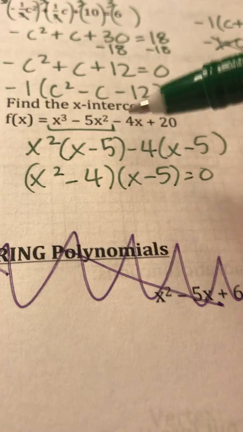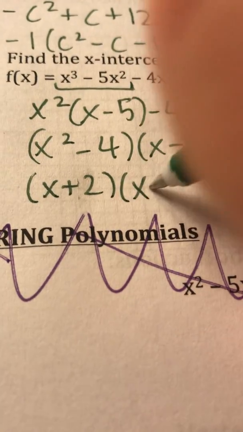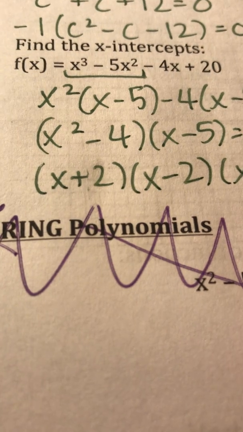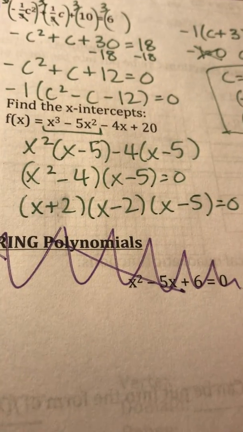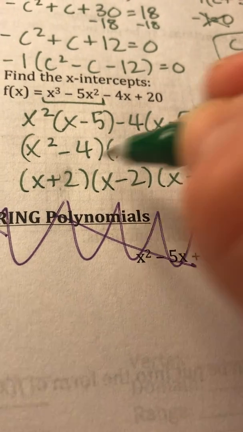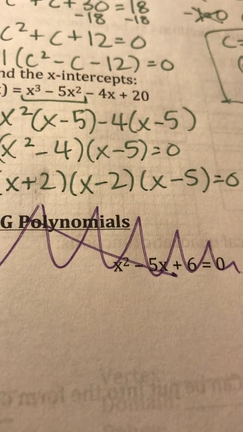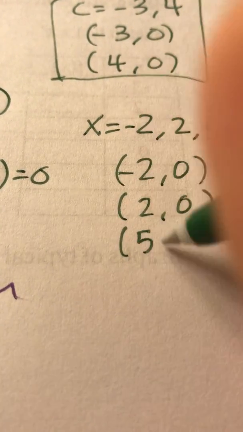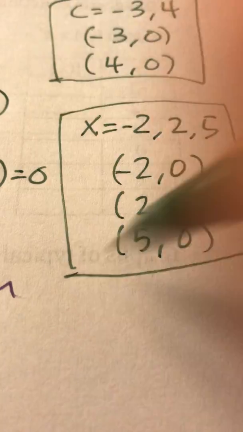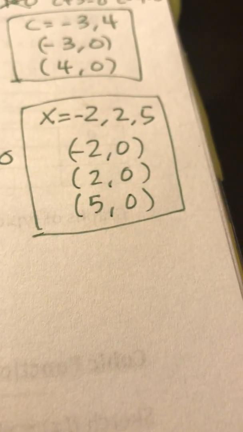Because we can see here x squared minus 4 that we can do x plus, whoops, not 4, x plus 2, x minus 2, x minus 5 equals 0. So if I'm looking at this, x is going to equal -2, +2, and +5, which gives me x-intercepts of (-2, 0), (2, 0), and (5, 0). Those are my intercepts. Well, that's it for today.